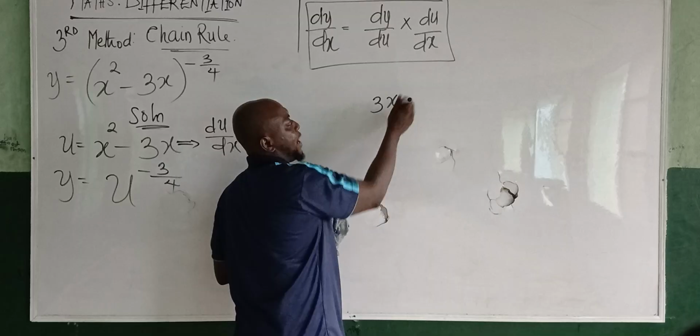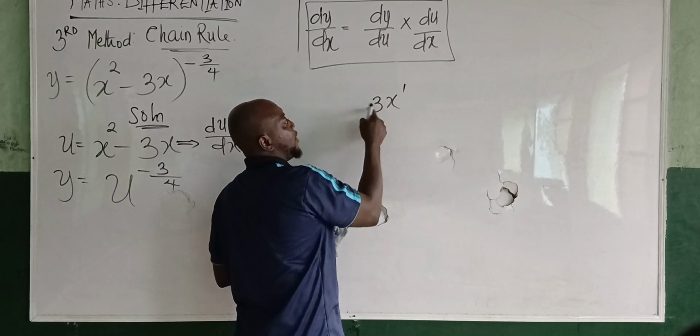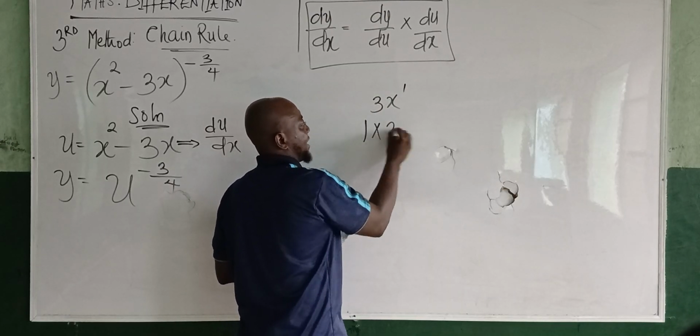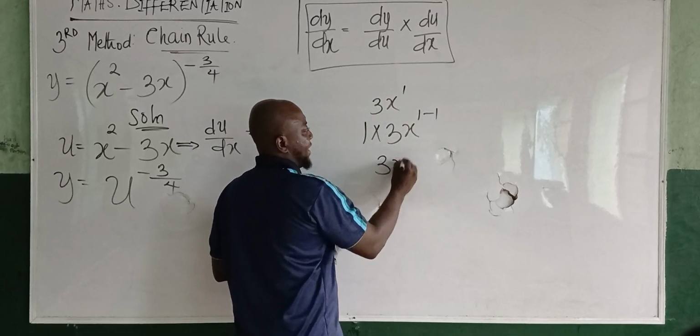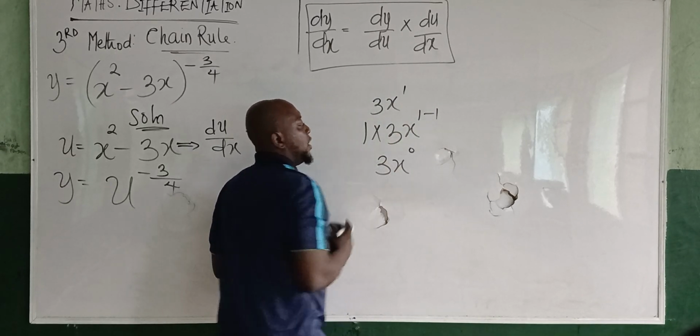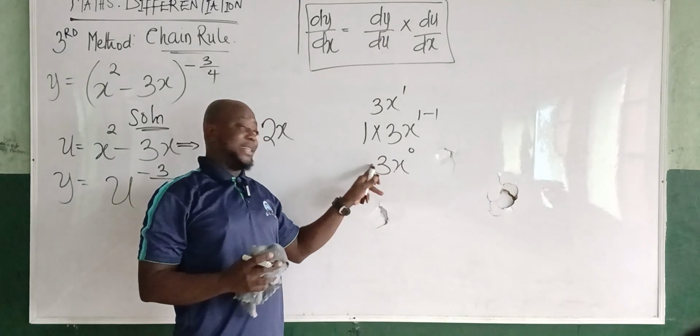Already told you that this x appears 1 time here. So multiply this by 1. That is 1 times 3x. And then you remove 1 from this 1. So 1 times 3x will give us 3x. Remove 1 here, I'm having 0. So observe that the 0 is on top of the x, not the 3.